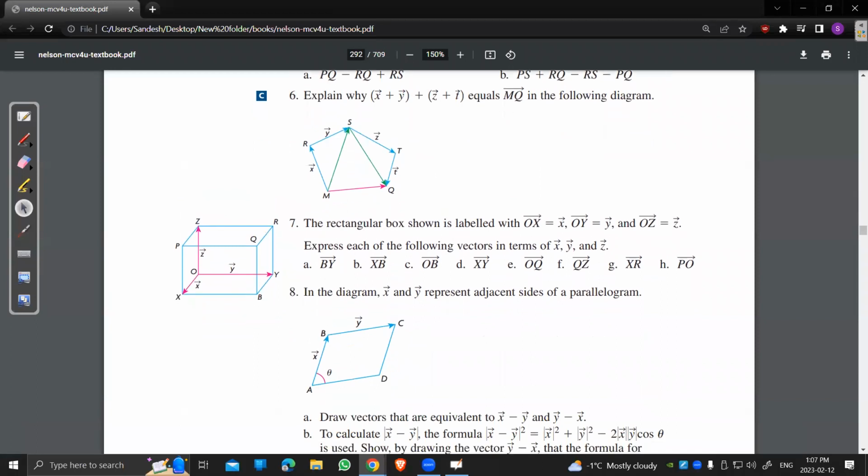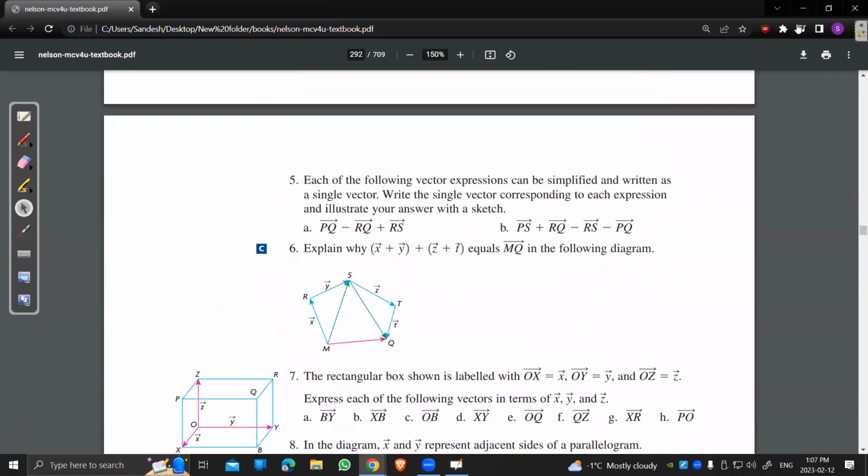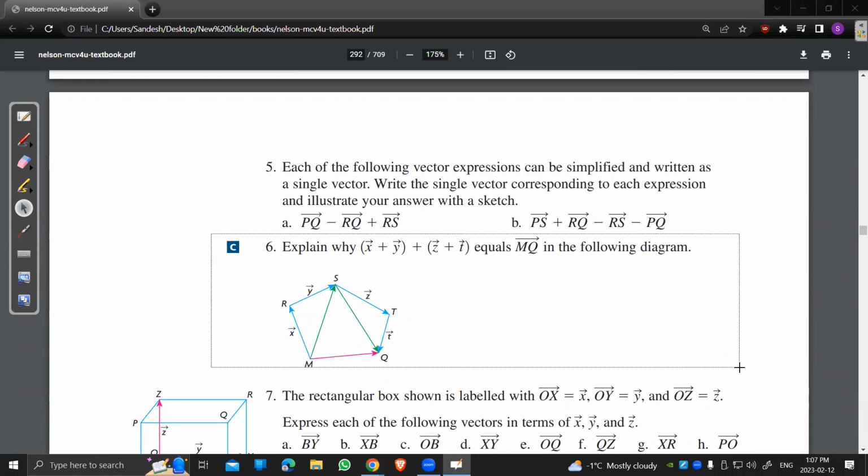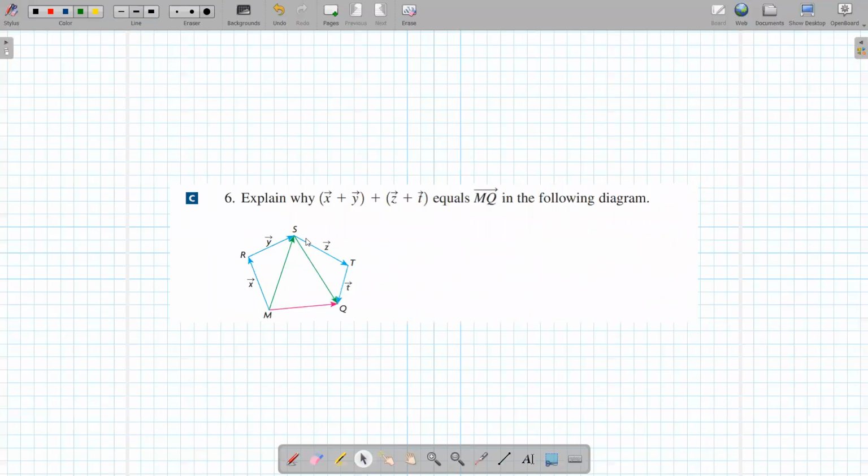Here's a tricky question, which would be this one. Question 6. What does the C stand for?